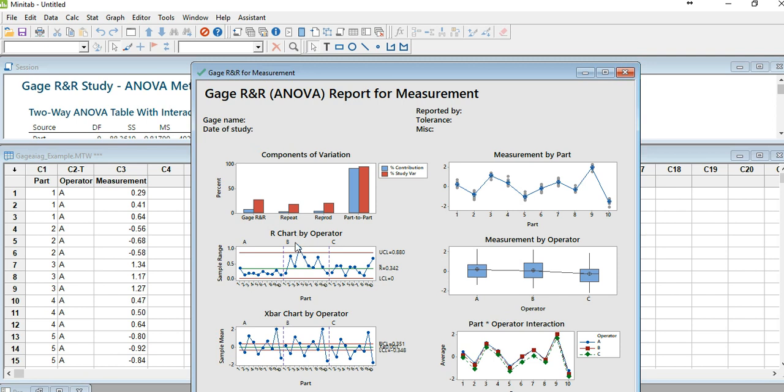And the R chart is basically X max minus X min. It's the range, and the X bar is the average measure, right? These are typical control charts used in the control phase, which we will talk about later. Okay, thank you.